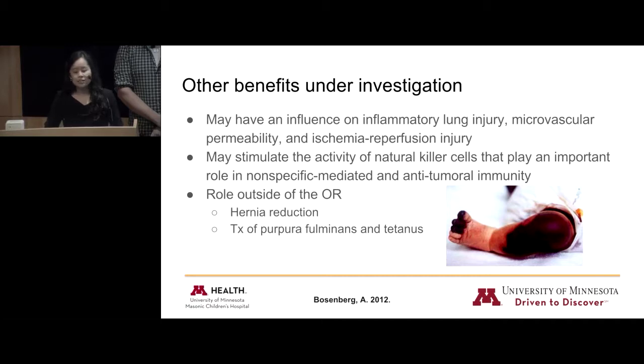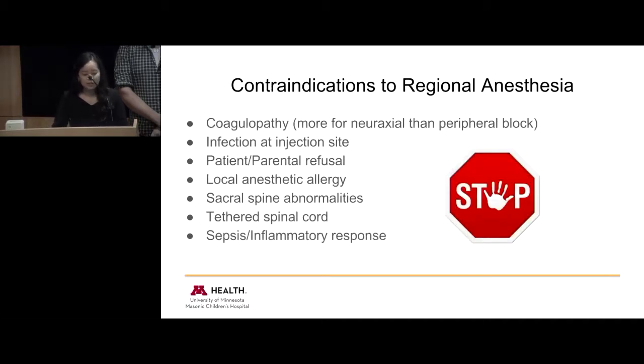There are contraindications to regional anesthesia. The biggest one that we think about is coagulopathy, more so for neuraxial anesthesia versus a peripheral nerve block because of the location where we place it. We would typically look at platelet counts and INR and things like that. Certainly if there's a skin infection in the site where you would put your block, that might not be the best idea. And certainly some parents don't want the block even after we explain the risk and benefits. Of course, if there's an allergy to local anesthetics, which is exceedingly rare, that would be a contraindication.